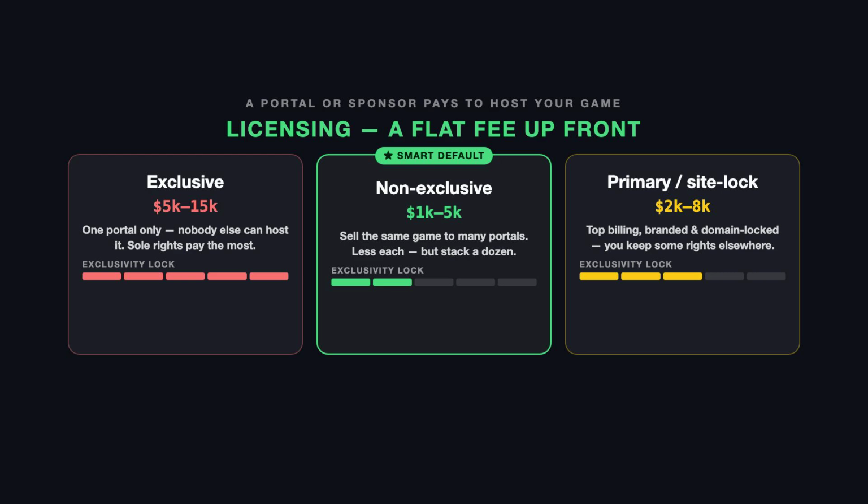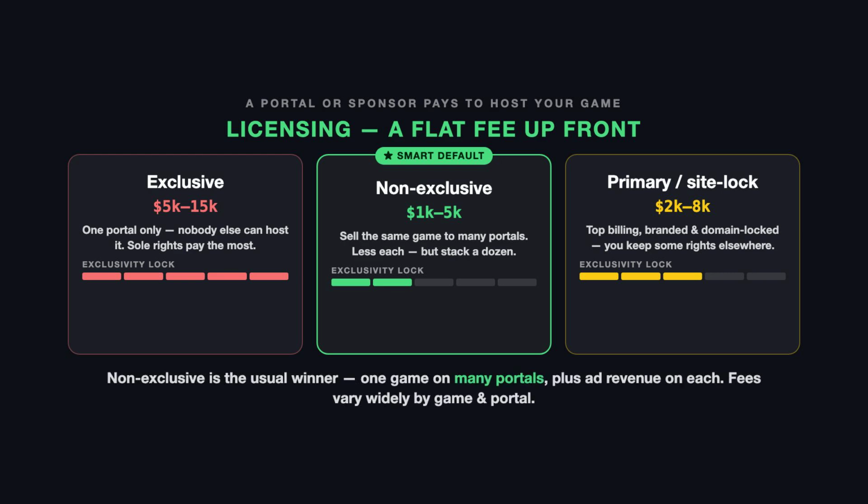And primary, or site lock. This is the middle option. The portal gets top billing, and your game is branded and locked to their domain, but you keep some rights elsewhere. So which should you choose? Non-exclusive is usually the smart default. One game, licensed to many portals, plus ad revenue on top of each. Exclusive is worth it only when the upfront check beats all that stacked income.